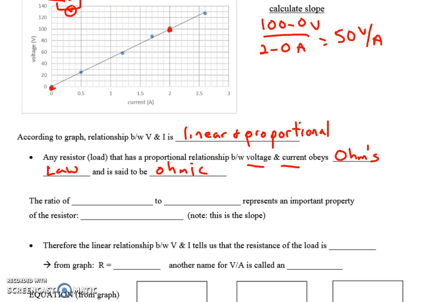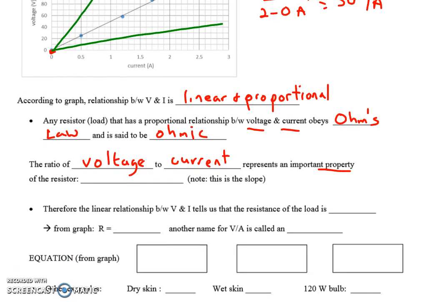So if you're ever asked a question, is this ohmic or not, it means that the ratio of voltage to current is constant. Okay, and that ratio of voltage to current, and that's why I chose to put voltage on the y-axis, represents an important property of the resistor. In other words, if we had done this with a different load, we might get something that looks like that, or something that looks like that. We get a directly proportional relationship, but with different slopes. So the slope tells us something about the circuit. And that is the property of the resistor called resistance.